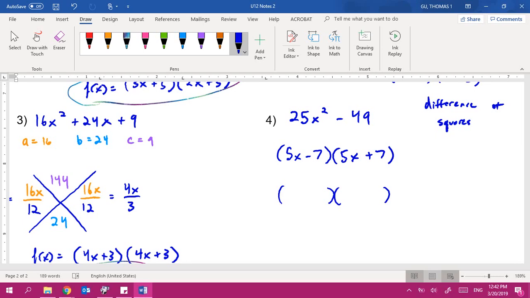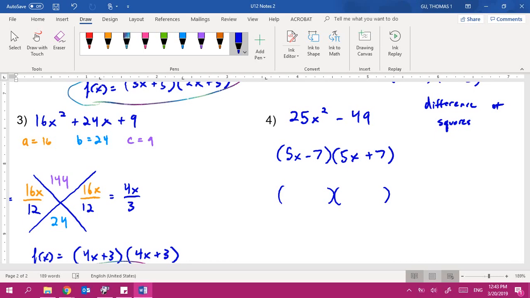You see 25x squared? That's a perfect square, right? 5x times 5x equals 25x squared. 49? That's a perfect square. 7 times 7 is 49. You see a minus sign in between them? That tells you the difference of squares. That's why it's called that, because you're subtracting two perfect squares.